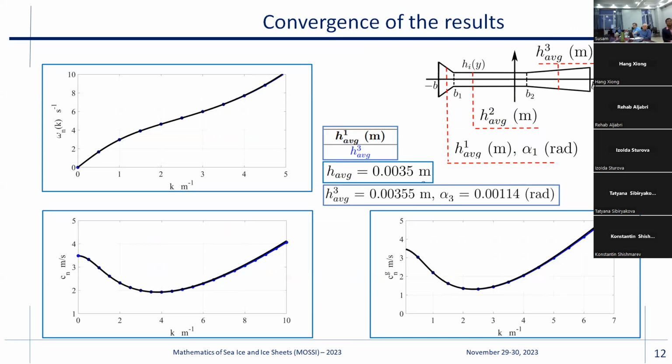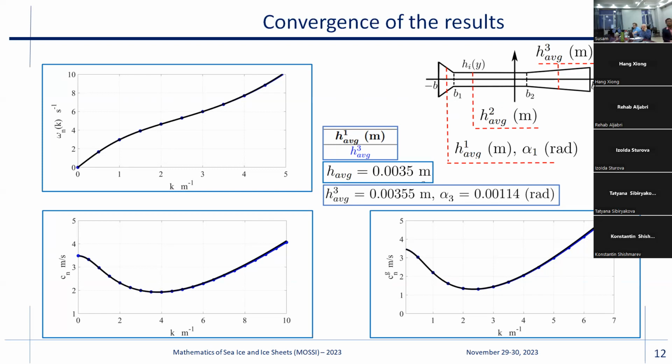Here you can see dispersion relations, phase and group speeds of the first waveform for the lowest frequency. Black line shows results for the plate with constant thickness, and blue line with blue markers shows results of the corresponding blue case. Here, linear change of ice thickness on the left and right segments is very small. And for this case, all these wave characteristics visually are almost the same.